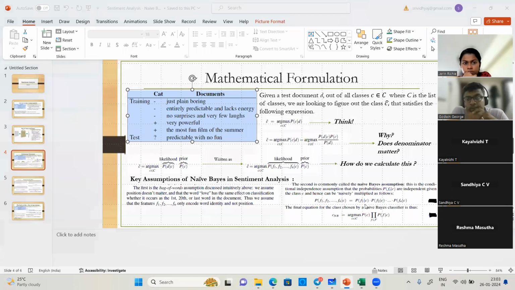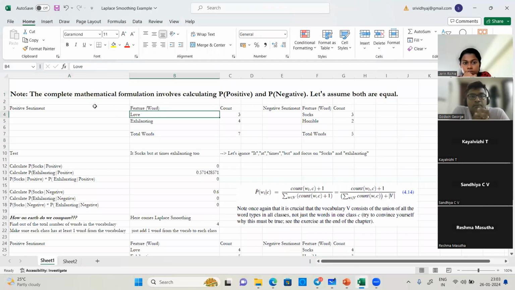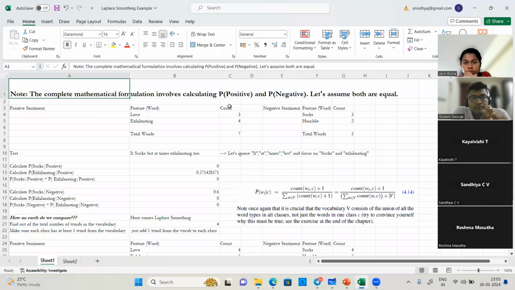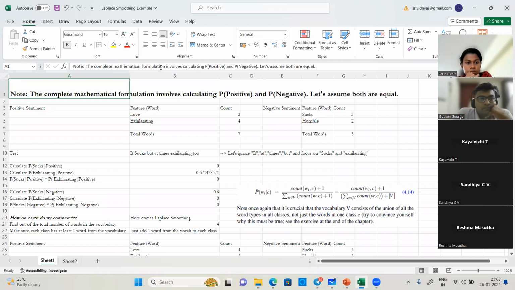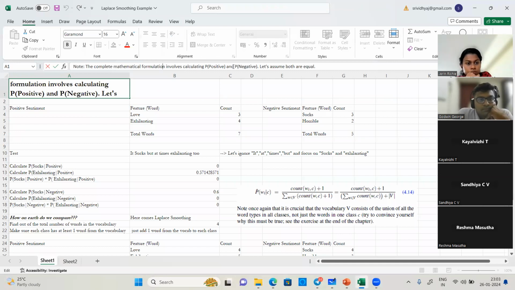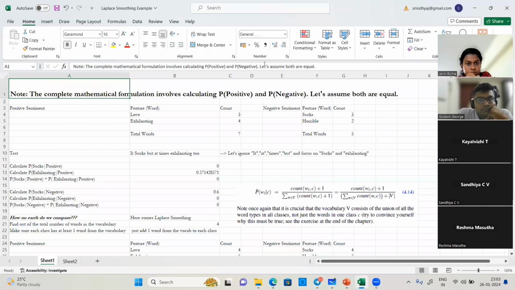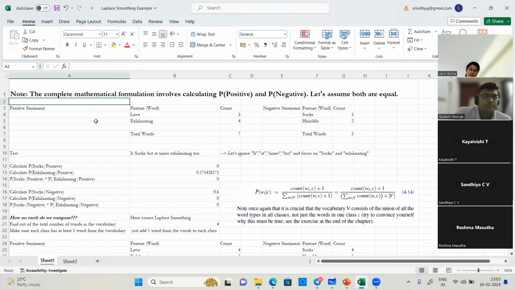So our focus in this example does not involve the complete mathematical formulation, which involves P of positive and P of negative. We're not worried about it. Our focus, as I said, is to calculate F1 given C, F2 given C, and so on and so forth. So let's take an example here.